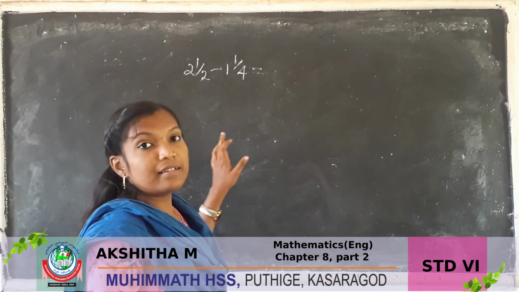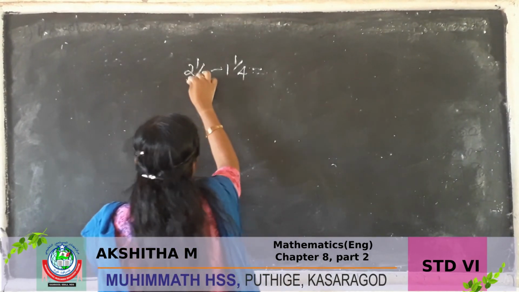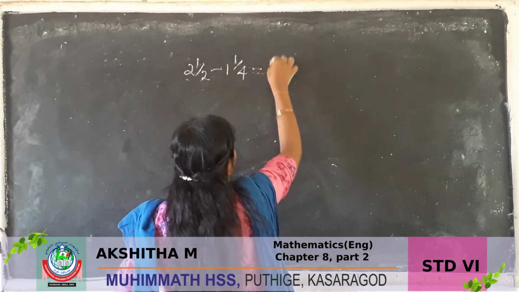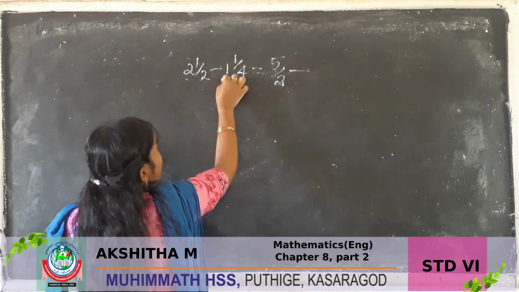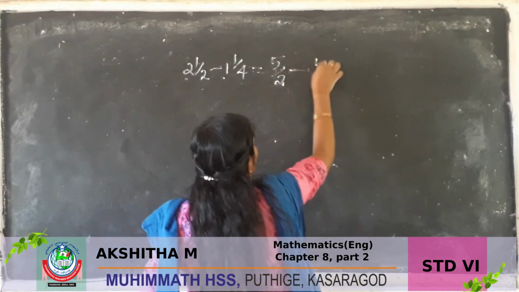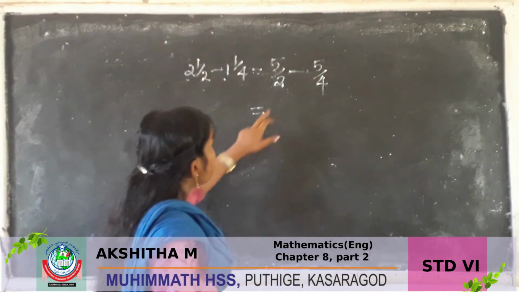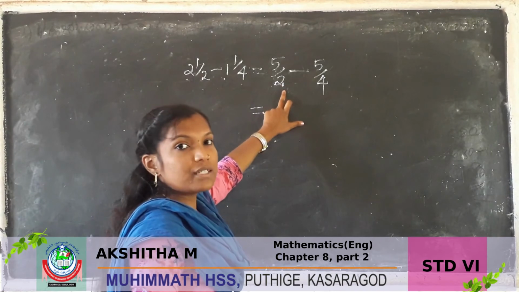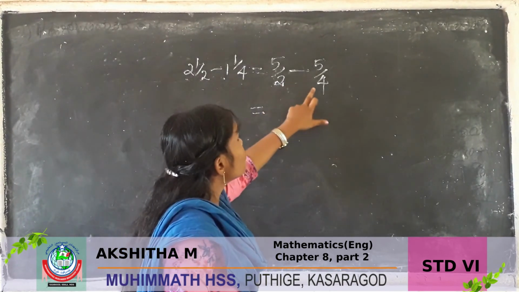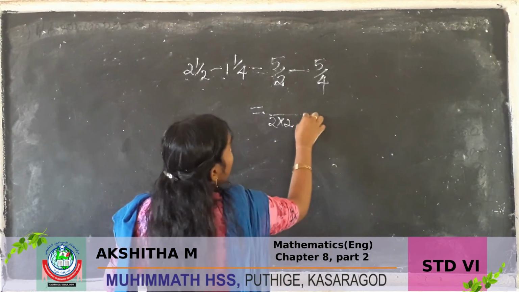Let us see another method of finding the same answer. 2 2s are 4, 4 plus 1, 5. So 5 by 2 minus 4 1s are 4, 4 plus 1, 5 by 4. So here you can see different denominators. So first we have to make the denominator same. So 2 into 2 is 4.